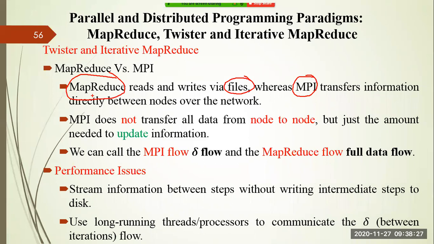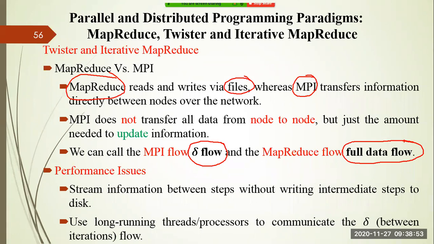That's why MPI flow is called your delta flow, okay, and MapReduce is called your full data flow. In that way, MPI is better than MapReduce, because in MapReduce you need to give the data. You have to read and write everything with the files, so it is an overhead. So you can address also some of the performance issues.